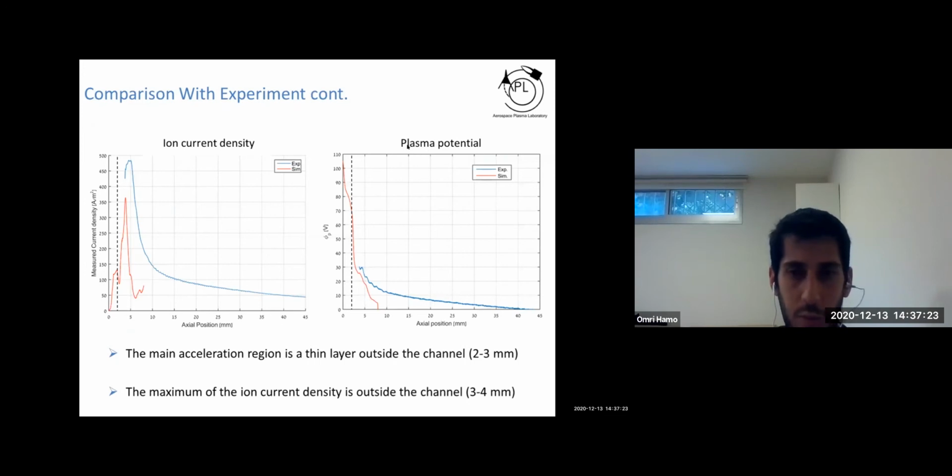So here for the plasma potential, we have the simulation results in red and the experimental results in the plume in blue. The exit plane is marked with a black dashed line. So we can see that the main acceleration region in the simulation is obtained in a thin layer outside the channel, which is surprising. And also for the ion current density, we see that both in the simulation and experiment, the maximum of the ion current density is outside the channel, which is also surprising and not common for a Hall thruster. Usually it's inside the channel.